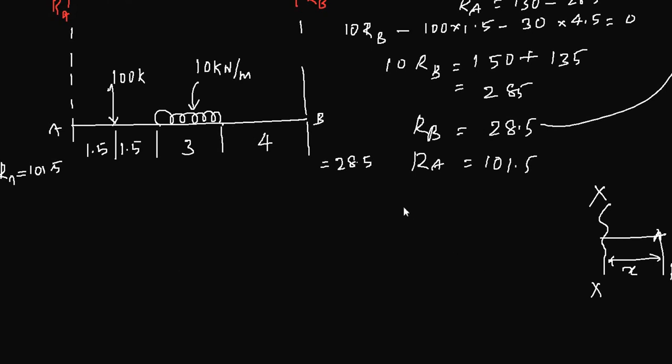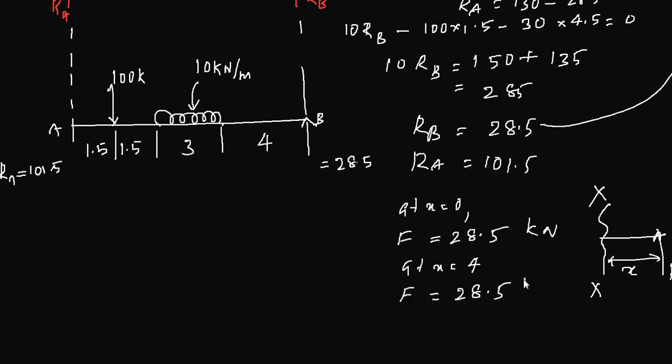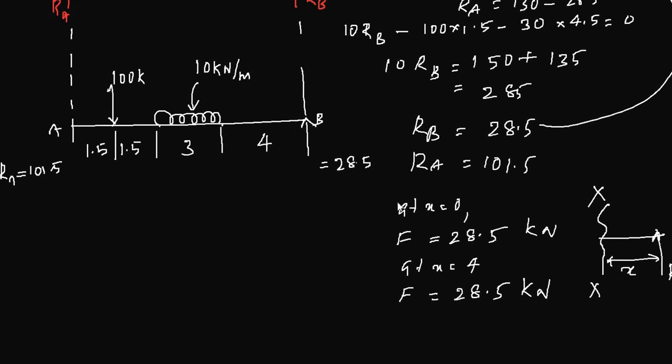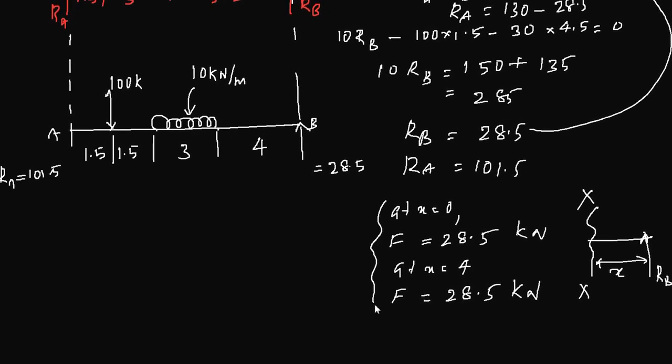So at X equal to 0, you can see the only force is the reaction force at B. So the force at X equal to 0 is 28.5, and as you move along the beam, there are no other forces. So at X equal to 4 you will have the same force. There is no change whatsoever in the force. Now that one section is completed, so that is your section 1.